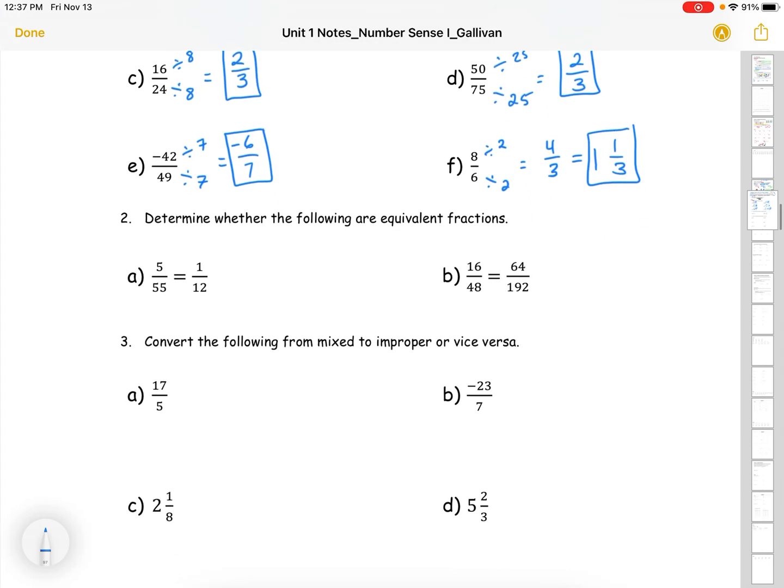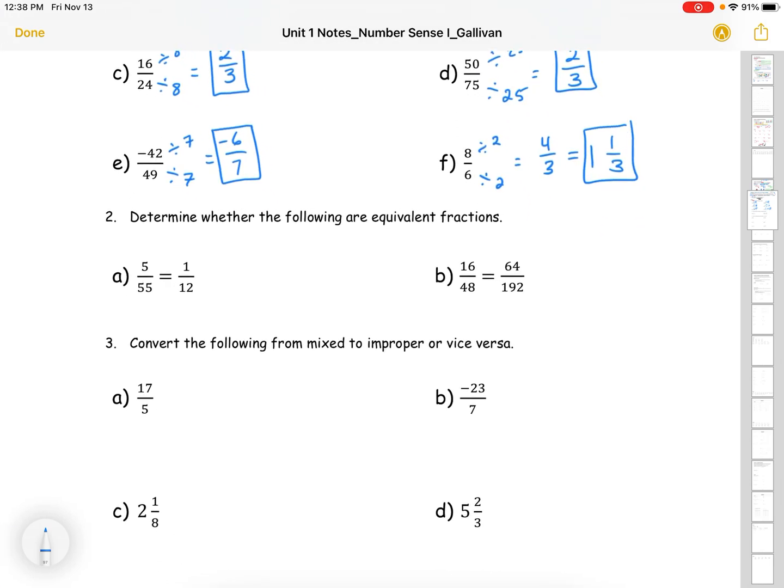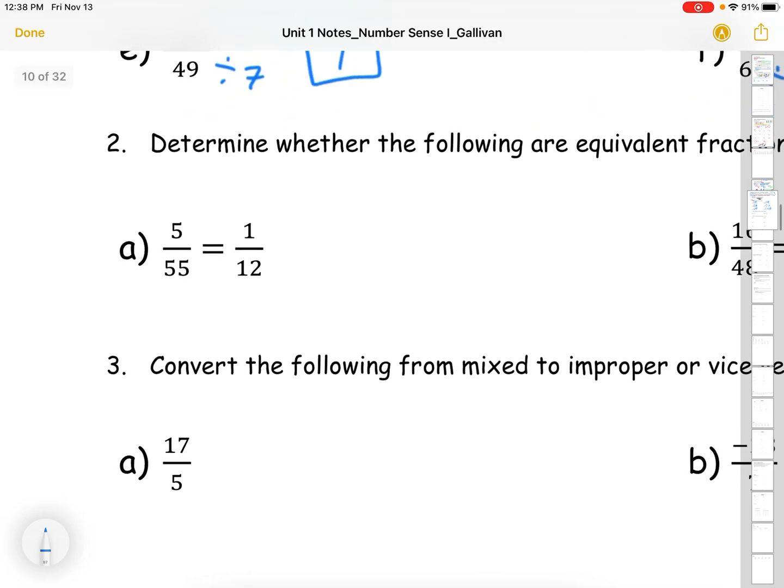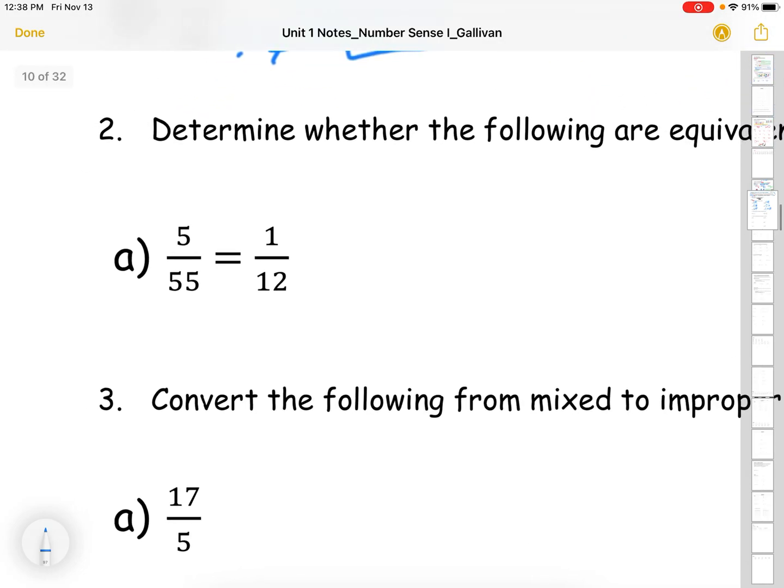Now, it says, determine whether the following are equivalent fractions. So, basically we have to say, did we do the same thing to the top and to the bottom? So here, to get from 5 to 1, I divided by 5. To get from 55 to 12, well, if I divide by 5, I get 11. So no, this is not equivalent. Okay?